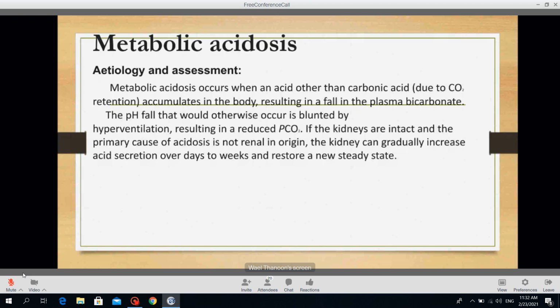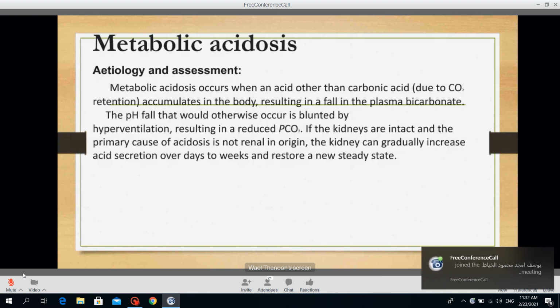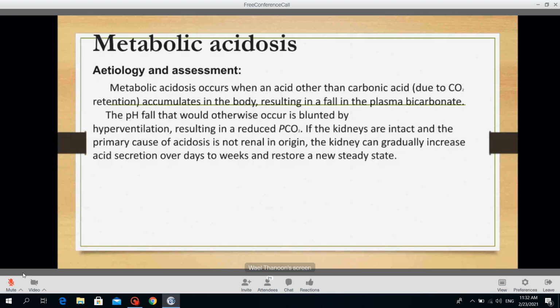If the kidneys are intact and the primary cause of acidosis is not renal in origin, يعني ما renal failure acute or chronic, the kidney gradually increases acid secretion over days or 2 weeks to restore a new steady state. يعني تحاول الكدني تعوض هاي acidotic state by conserving more bicarbonate and excreting more hydrogen.